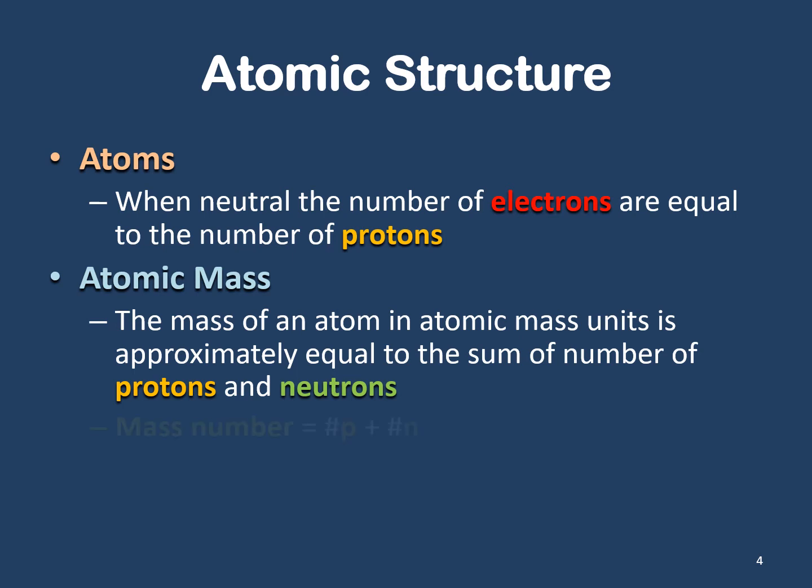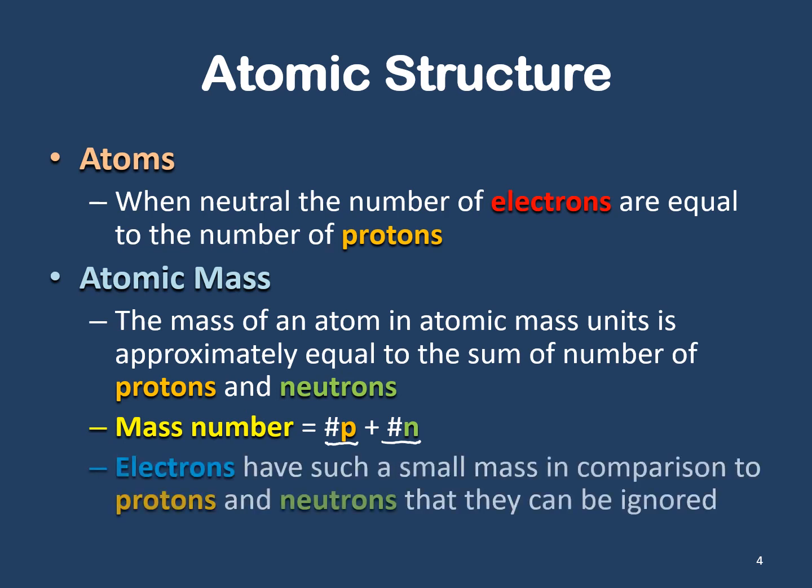The atomic mass of any atom is approximately equal to the sum of the protons and neutrons in its nucleus. We usually call this number the mass number. And the mass number is simply how many neutrons plus protons you have in the nucleus of the atom. Electrons have such a tiny, tiny mass when compared to protons and neutrons that we generally ignore them when determining mass.